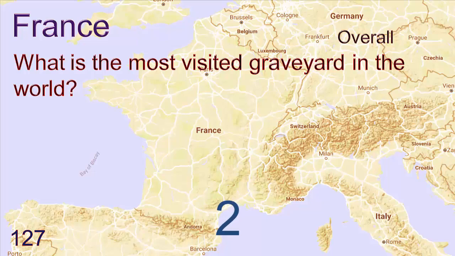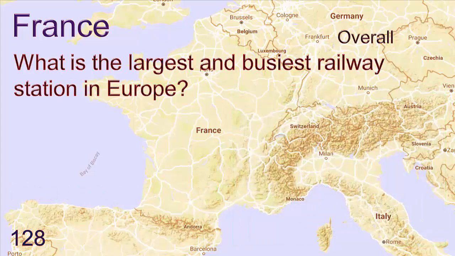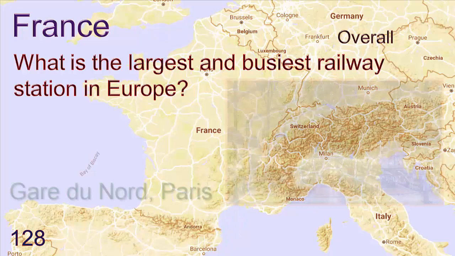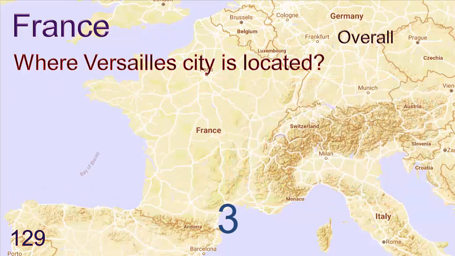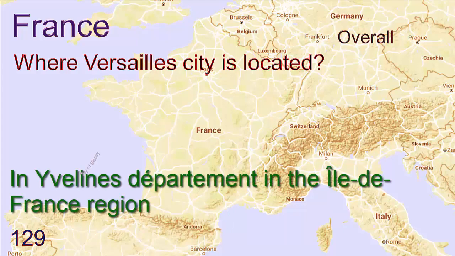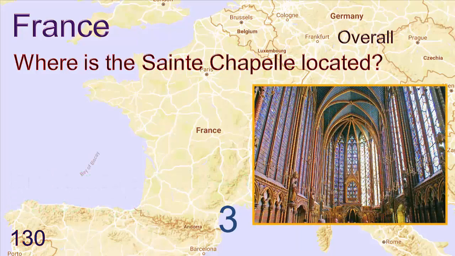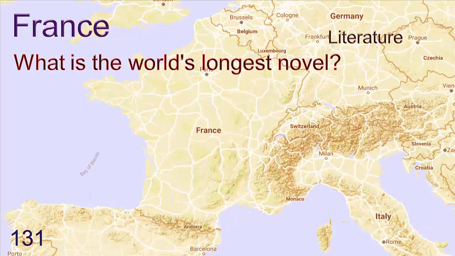What is the most visited graveyard in the world? Père Lachaise, Paris. What is the largest and busiest railway station in Europe? Gare du Nord, Paris. Where Versailles City is located? In Yvelines Department in the Île-de-France region. Where is the Saint Chapel is located? Paris, France.